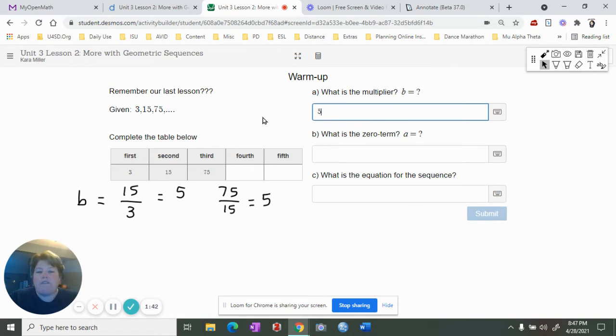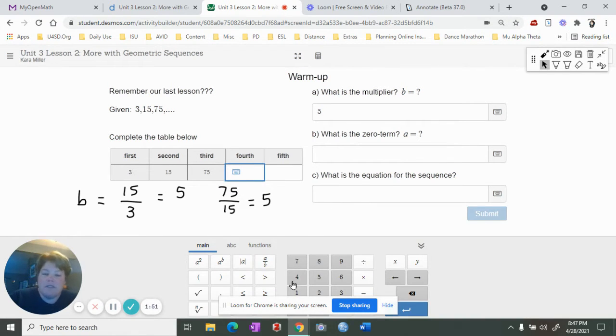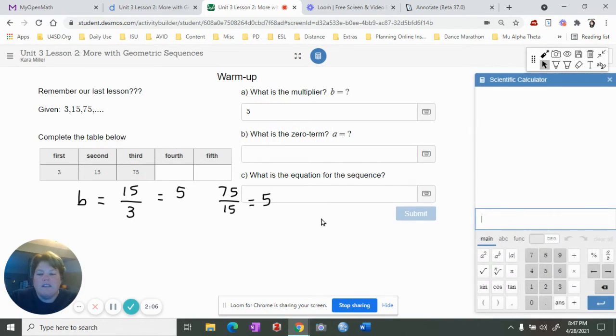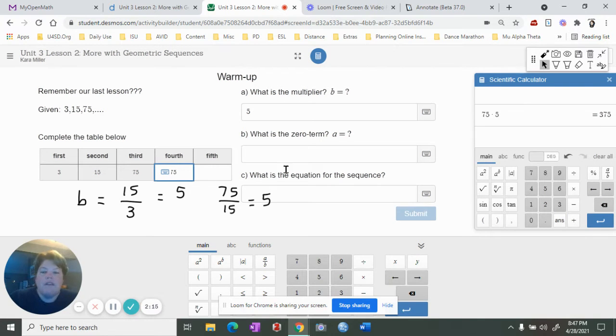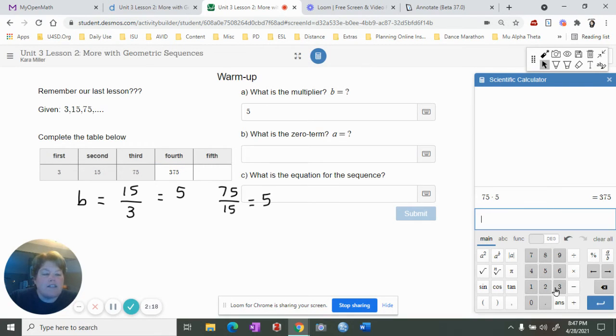So I am just going to put 5 in the box, and then I'm going to fill in the rest of my table. So 75 times 5 is, that didn't do what I wanted it to do. All right, here, we'll use this one. 75 times 5 is 375. And then I am going to do that answer times 5 to get 1,875.